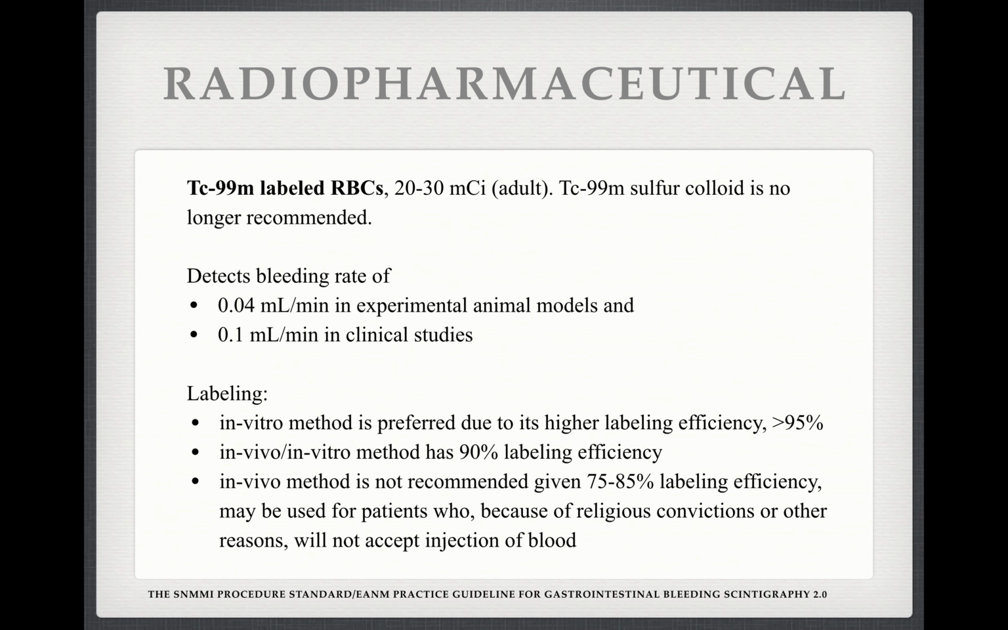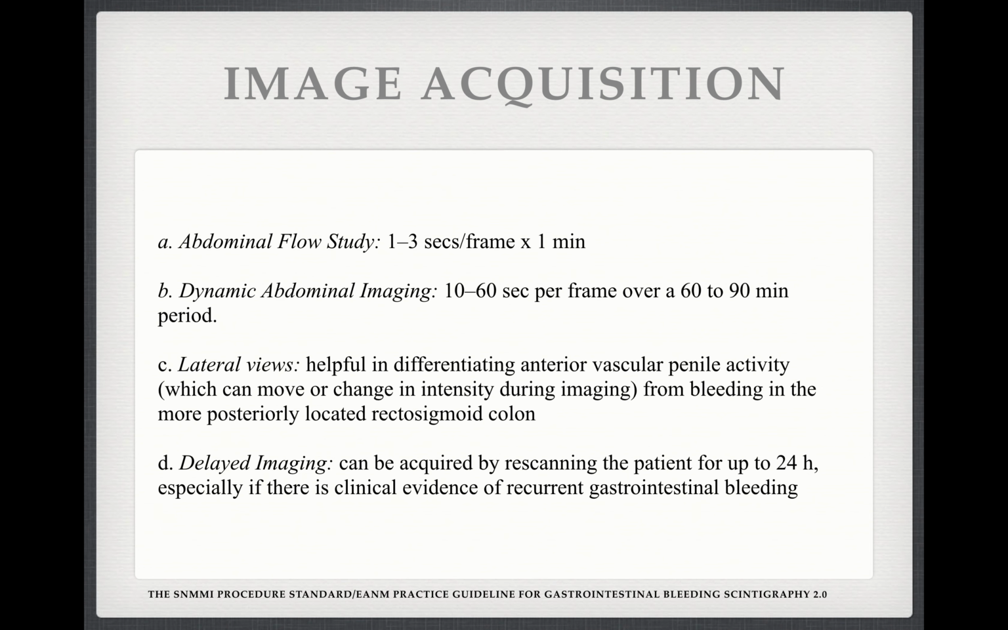The study protocol, in general: we perform a flow study, so the patient is injected while on the table, and we perform a pseudoangiography, although I never found this to be helpful. Subsequently, we generally perform 60 seconds per frame for 60 minutes. We will frequently perform lateral views or delayed views. Lateral views are especially helpful in the pelvis because of bladder activity and genital activity when we're trying to differentiate it from rectal or sigmoid bleeding.